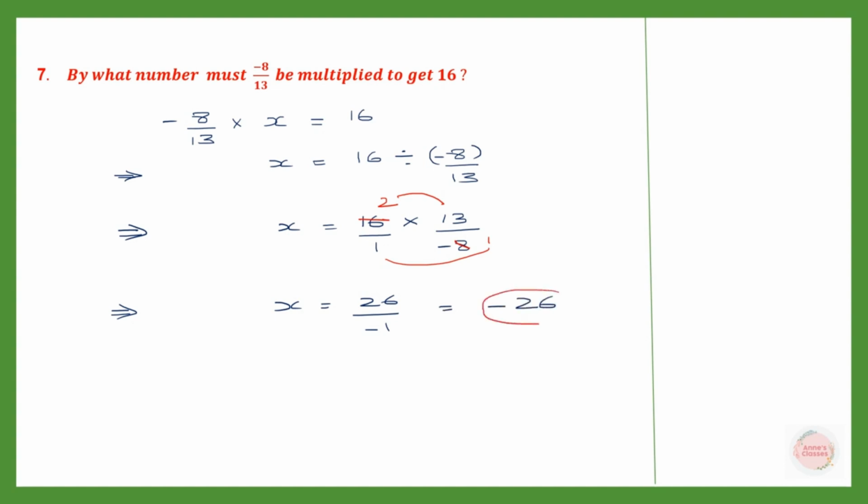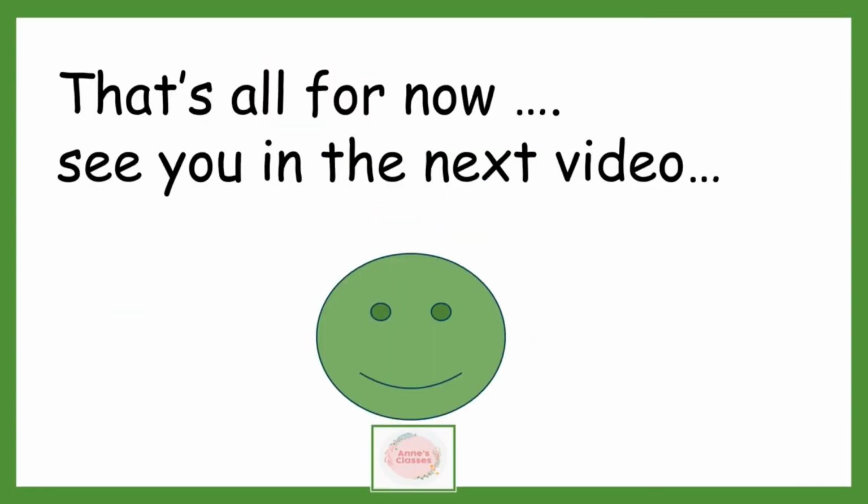So this is our answer. X is equal to minus 26. And what did we say x is? X is that number that we had to find out, and we found out that number to be minus 26. We'll stop with that for now, children.